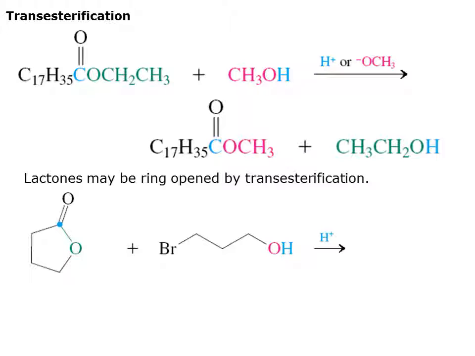Transesterification, the same thing. We can have our alcohol act as our nucleophile, come in, kick out the O-, that'll eventually pick up a proton, but you can see that our green oxygen, our alcohol on the left, is the oxygen from the original ester, and we've added a longer chain onto our ester with the bromine on the end.